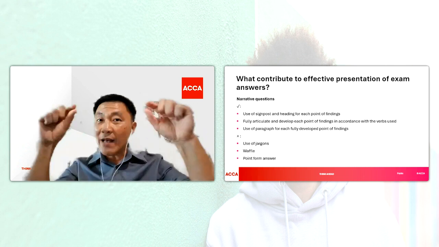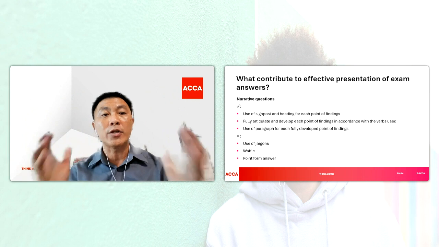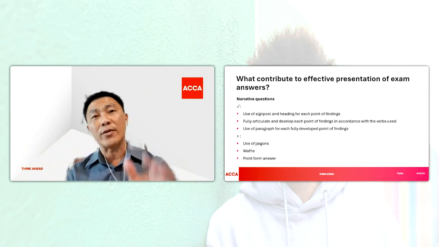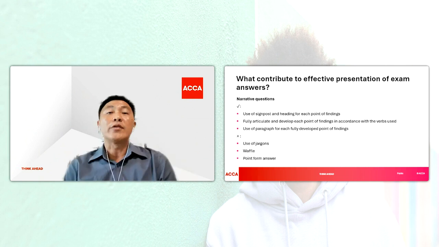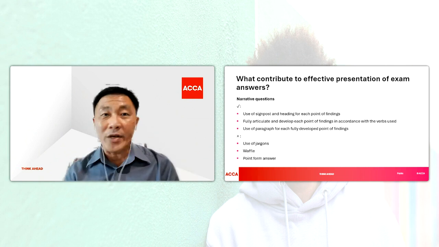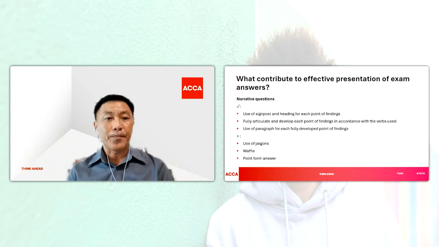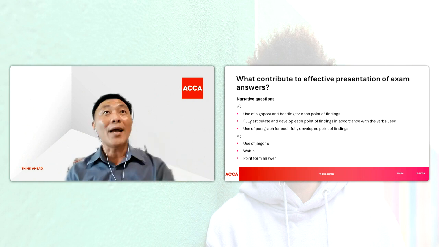Once we have the signpost and heading, it is then followed by a full articulation to fully develop what you would like to address according to the verbs mentioned. This is where I would like to take on some of the questions that we have always received from every session of the webinar. Some would say, how are we supposed to know? What are we supposed to write? How far do we have to write?